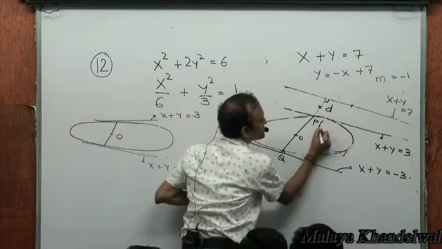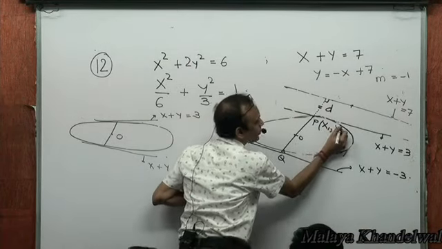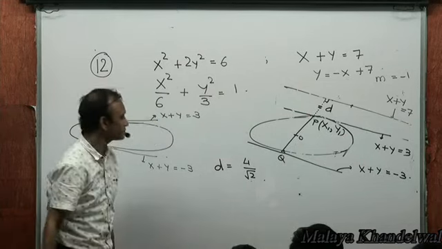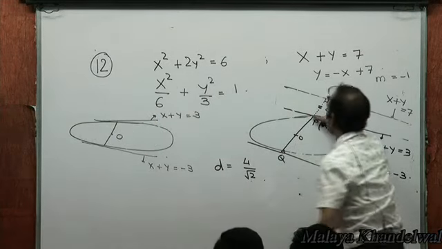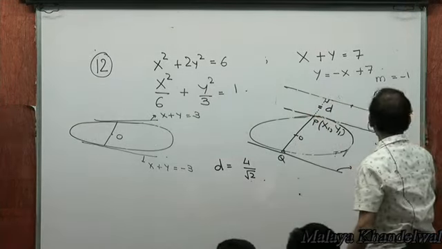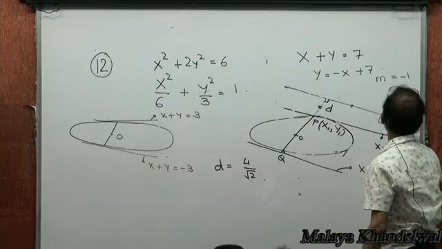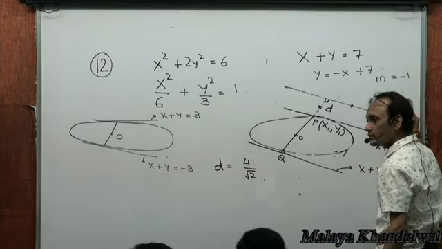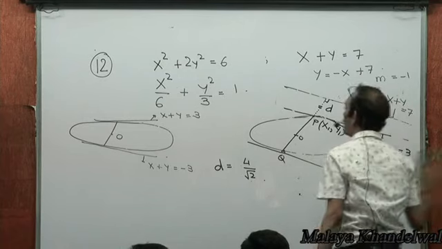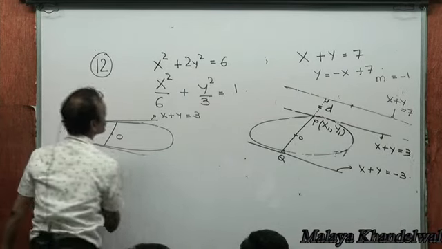Suppose the point of tangency is x1, y1. Right? I know the D now: 4 by root 2, the distance between these two parallel lines, 7 minus 3, 4 divided by root a square plus b squared. Right? Now I need to find the point P which is x1, y1.